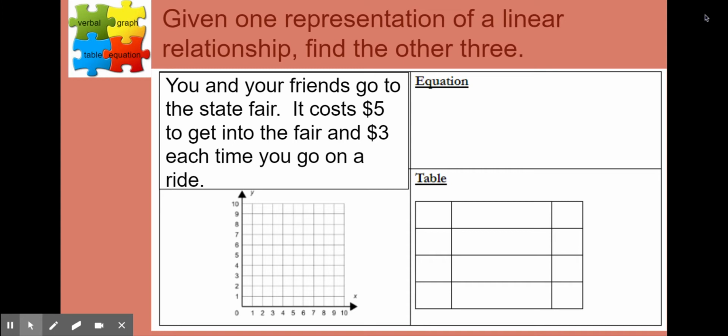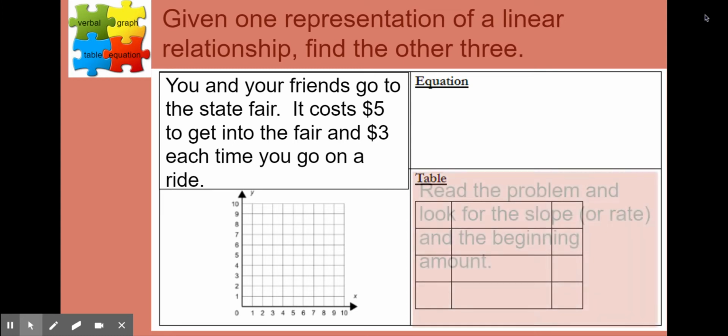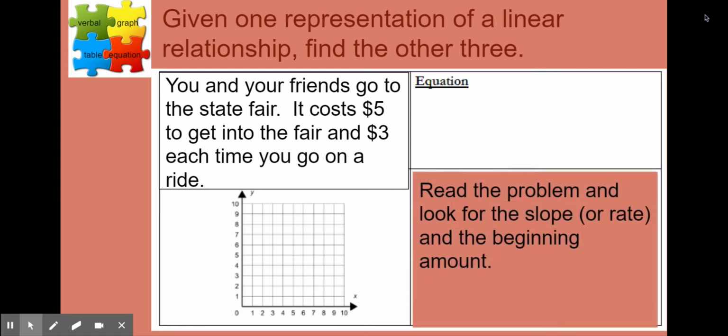This time we're given the verbal situation. So we're going to read the problem and look for the slope or the rate and the beginning amount. You and your friends go to the state fair. It costs $5 to get into the fair and $3 each time you go on a ride.